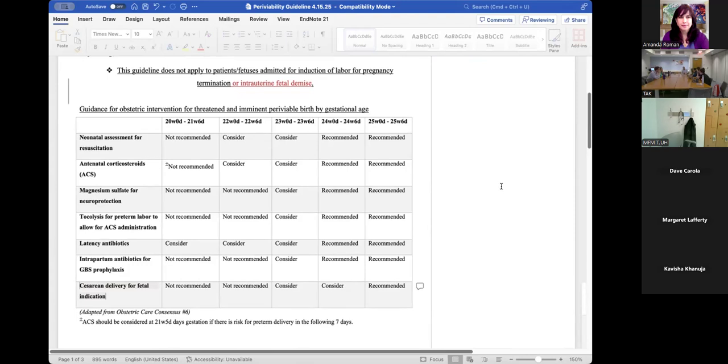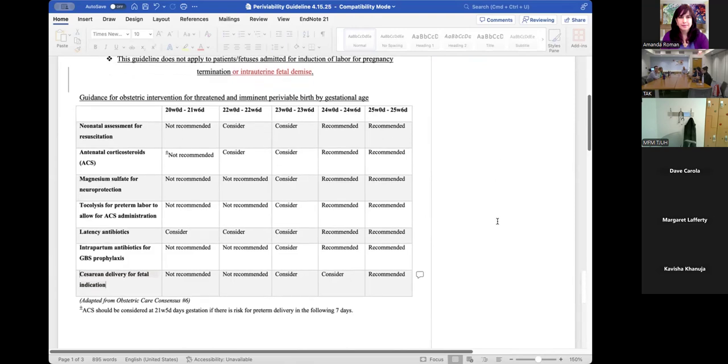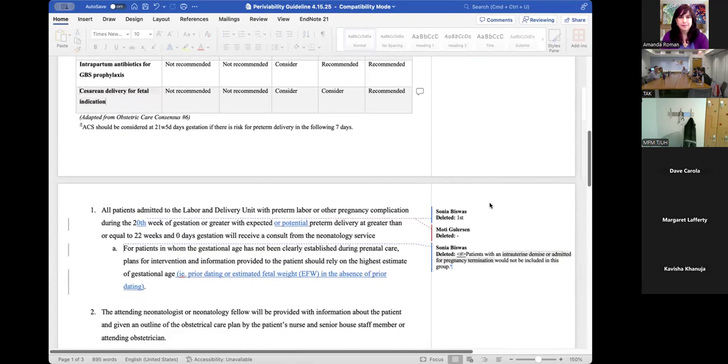Sure. Dave and Margaret, feel free to jump in. I know you've seen it for a couple of days. I would just go over the areas of controversy, especially 20 to 21 weeks. Sure, okay. I'll review everything from the table in the text, so let me just go to the bottom here and I'll start here.